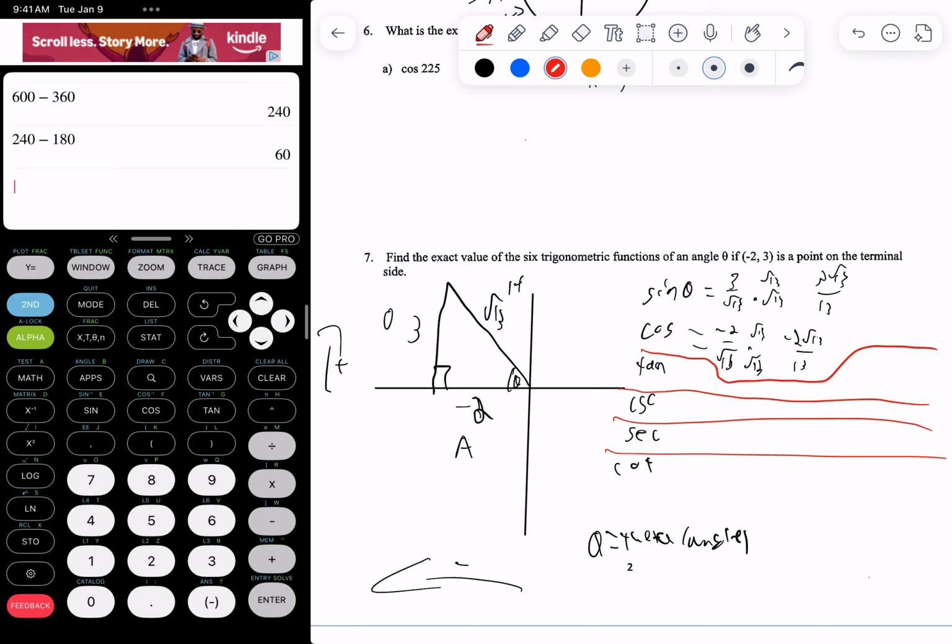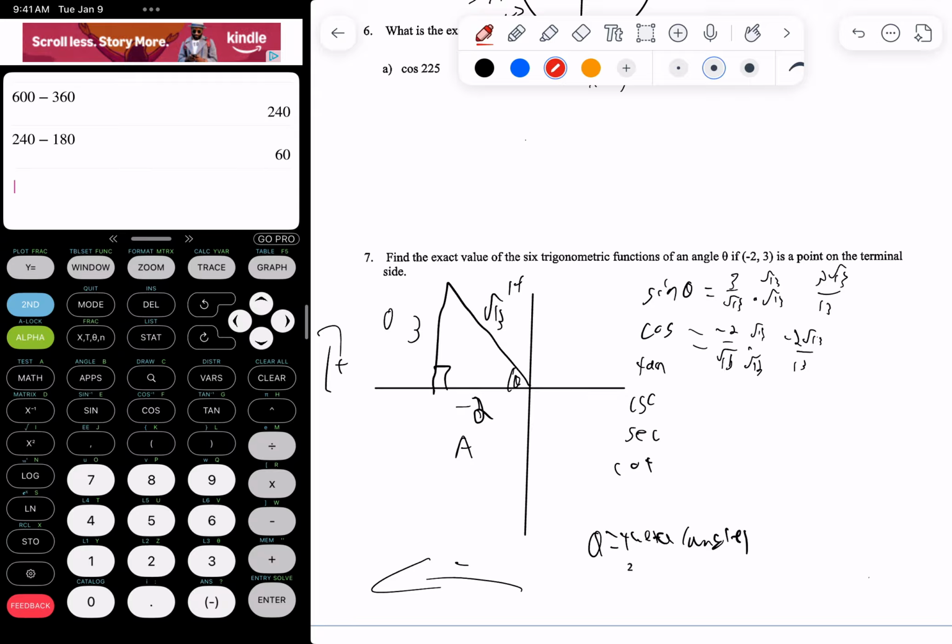Okay, so tangent. I'm actually going to erase this part now because I'm running out of space. Tangent is opposite over adjacent. So we have 3 over negative 2, and that's it, since we can't simplify it down.